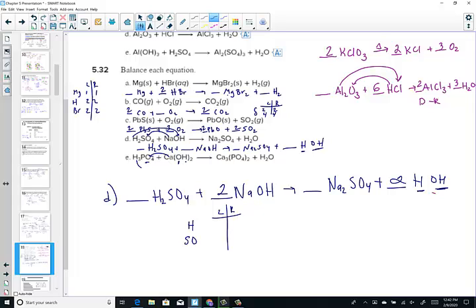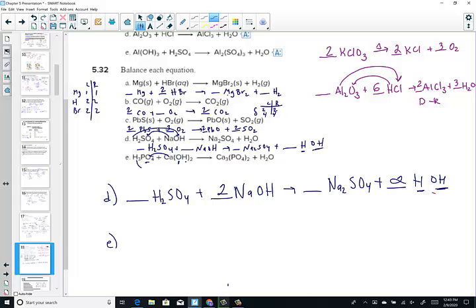H, SO4, Na, OH. Those are the 4 characters we're balancing. On the left side, I count 2 hydrogens and 1 group of SO4. I count 2 Nas and 2 groups of OH. On the right, I count 2 Nas and 1 group of SO4. I have 2 hydrogens and 2 hydroxides combining to make 2 water molecules. So that's our T-chart for letter D.